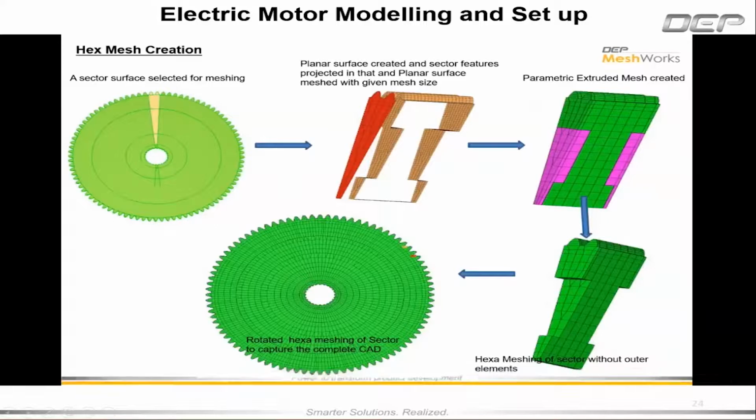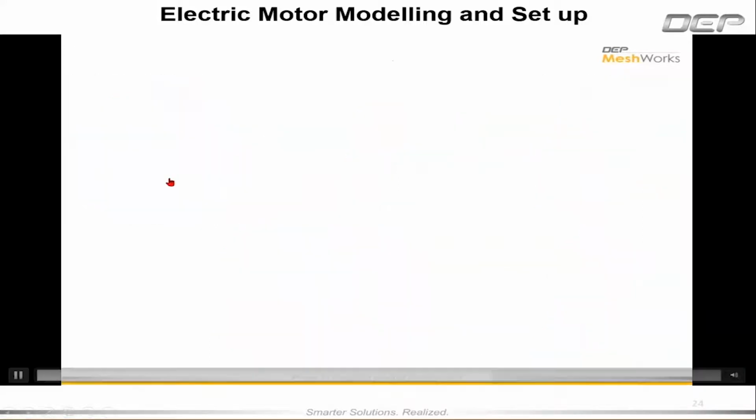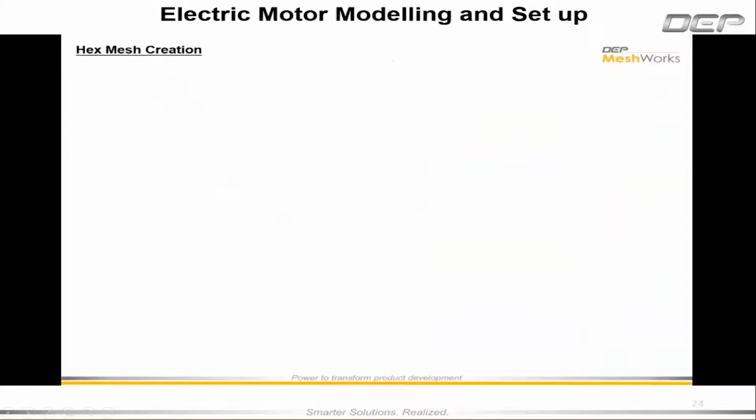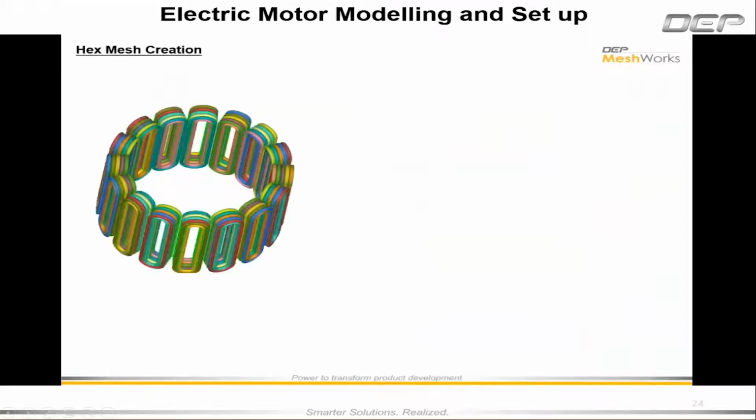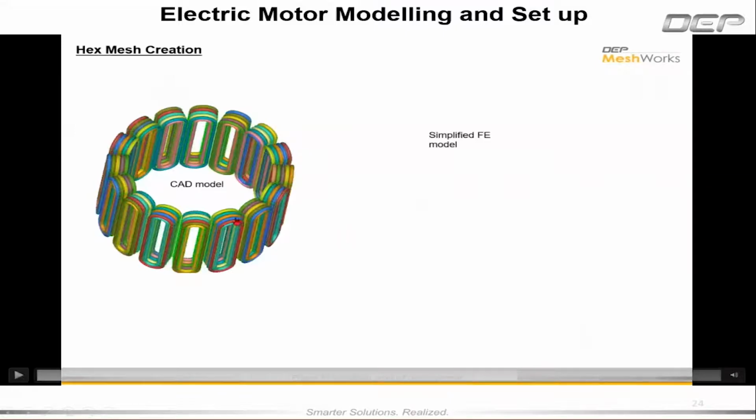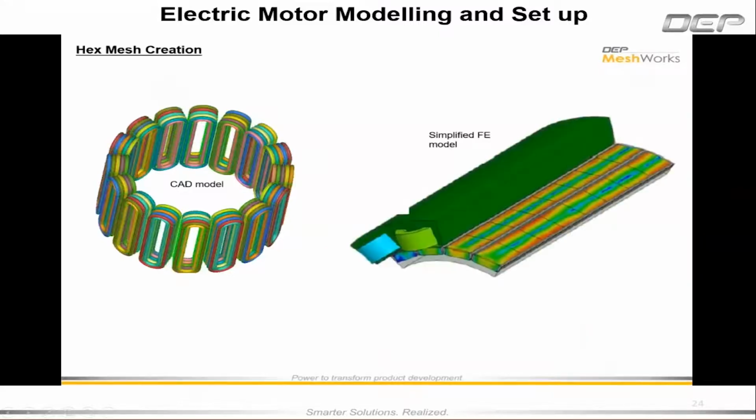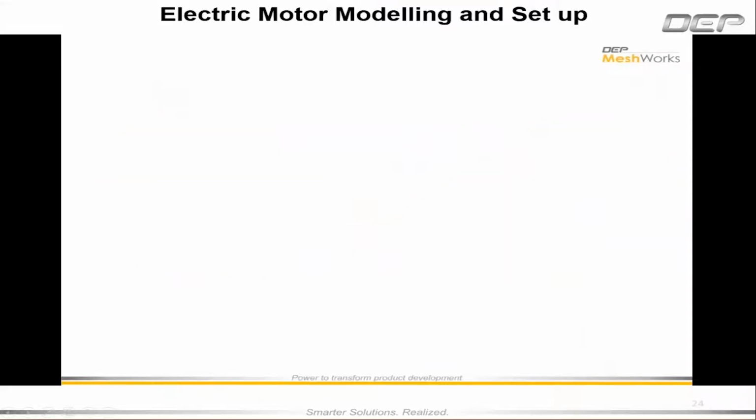So here, as we have seen some of the modeling in detail, what if we want to carry out some other techniques using complicated CAD? For example, the solenoid model or wire. Even though the CAD is detailed, we would like to create some simplified model for analysis purposes, which is also possible using MeshWorks.